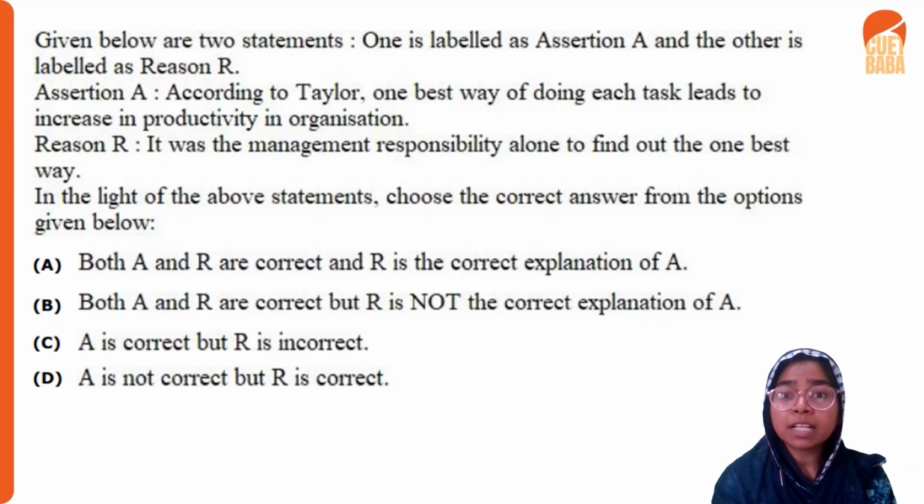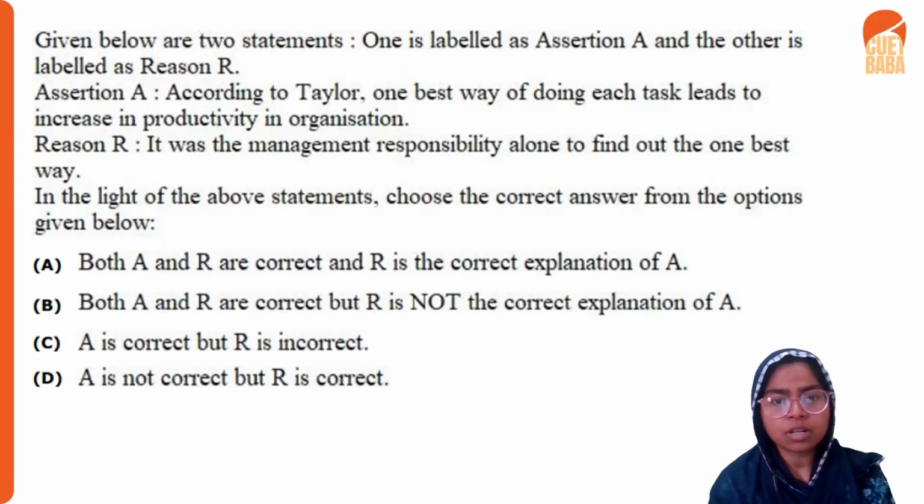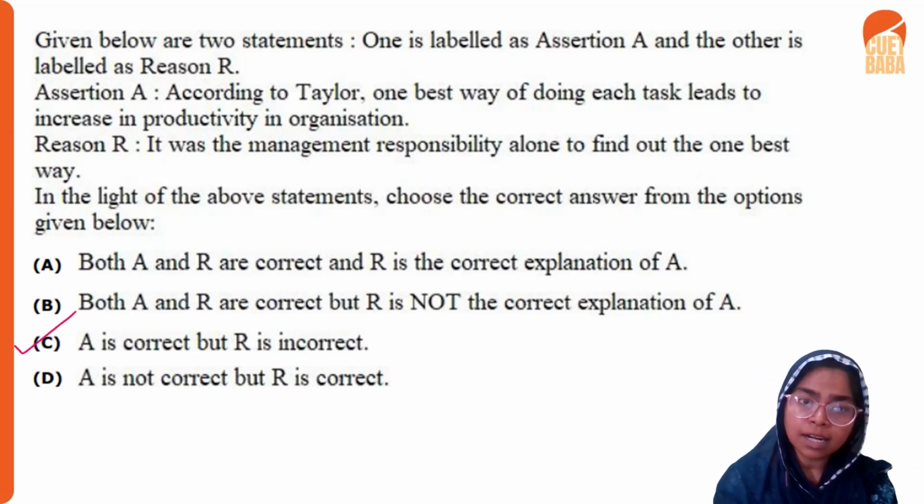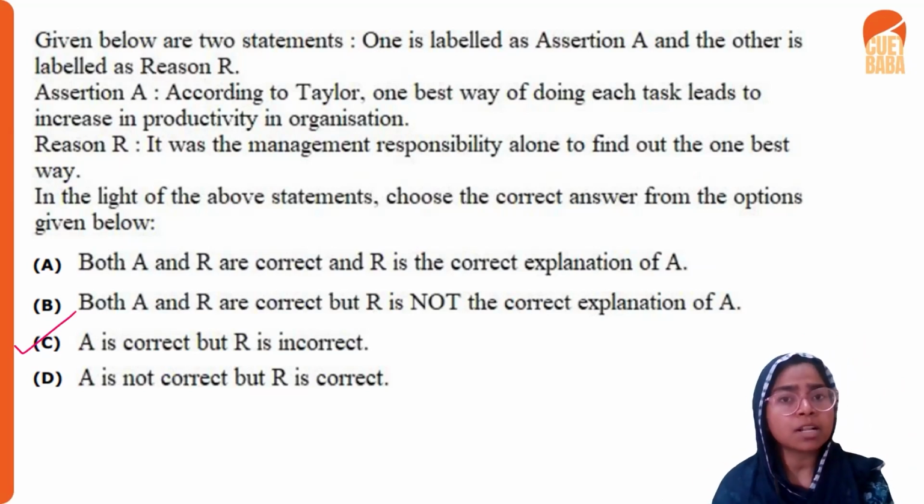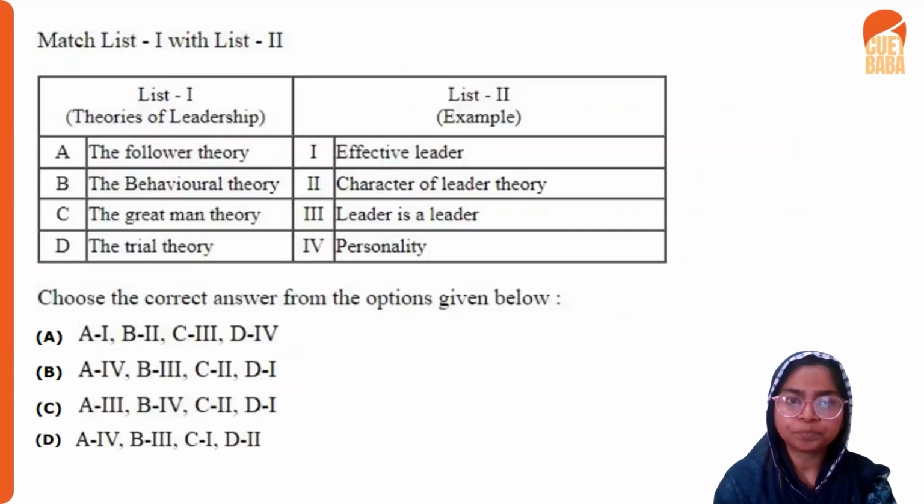The reason says it was the management's responsibility alone to find out the one best way. So both assertion and reason are correct, and R is the correct explanation? No, these are not related. The correct answer is A is correct, but R is incorrect. It is not only the management's responsibility, it is also the employee's, the worker's responsibility to find out the best way of doing the particular work. Yes, it is true that the one best way of the task leads to an increase in efficiency, but it is not only the responsibility of the management, it also includes the responsibility of the employees.